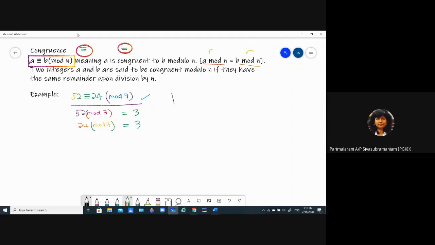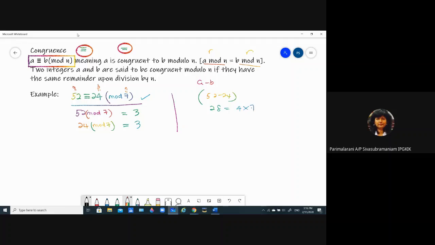Another way of checking if this is correct or not is we take the difference of A and B, A minus B. In this case, this is A and this is B and this is your N. So A minus B is 52 minus 24. How much is this? 28, right? So 28. Is 28 a multiple of 7?